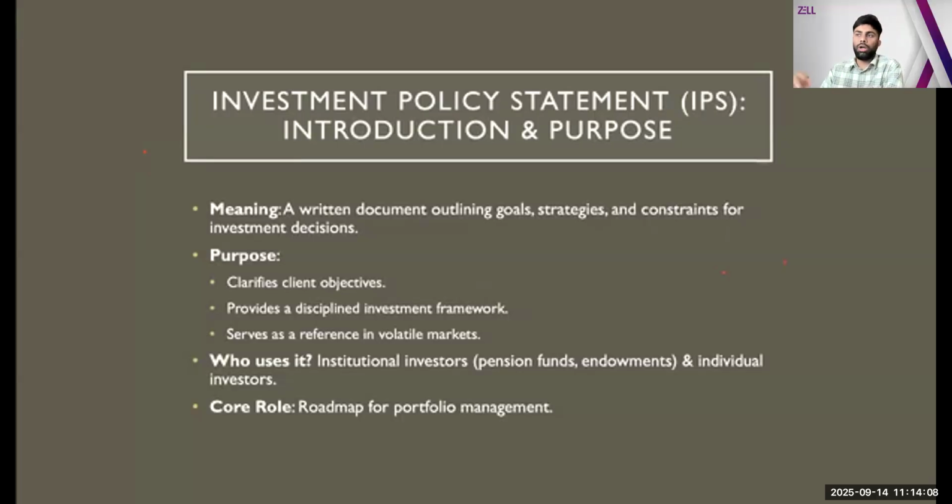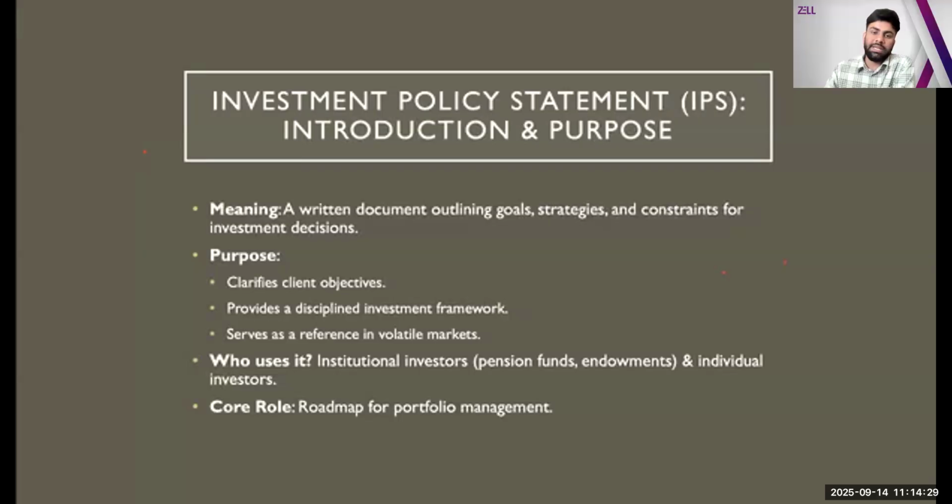Now, is the goal of retiring early, retiring rich, measurable in terms of years and in terms of number? Yes, sir. Then that is providing me the clarity. And this clarity can be found in the IPS, the Investment Policy Statement.